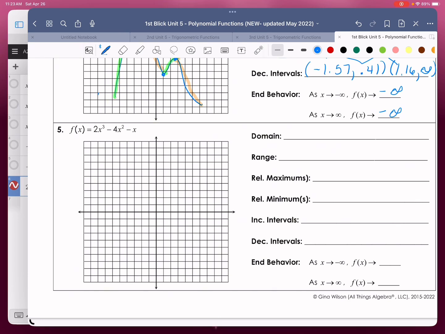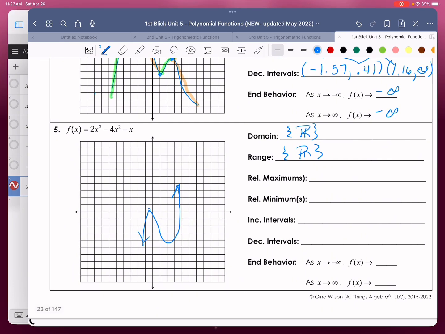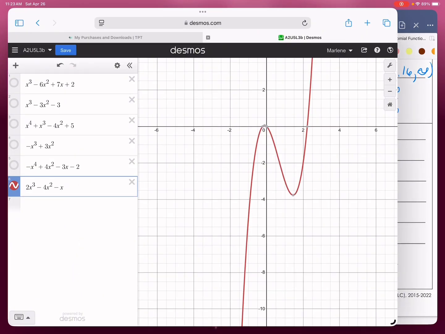So our domain, once again, is the set of real numbers. And the range on this one was the set of real numbers, because this one kind of did a shape like that basically. So now your relative maximum was going to be the coordinates for this right here, and I would go over here to Desmos and get that, and it is rounded off negative 0.12 and 0.06.